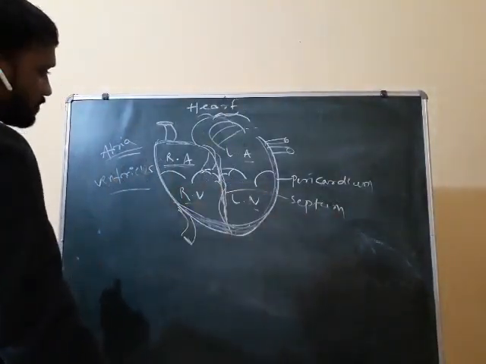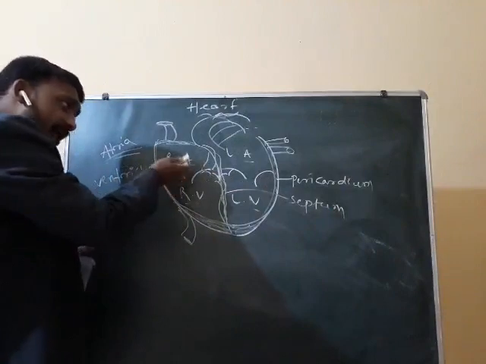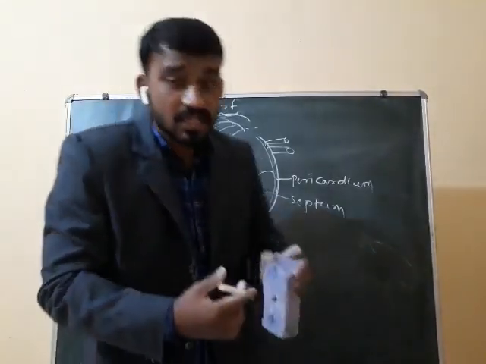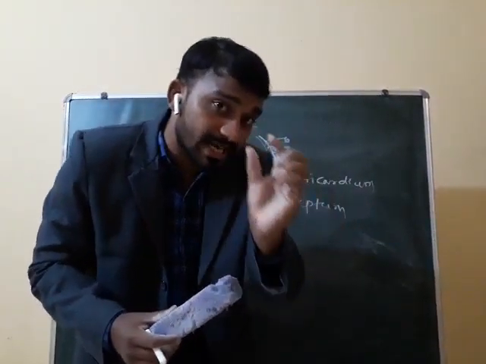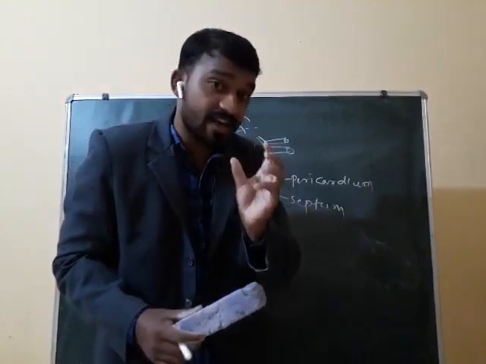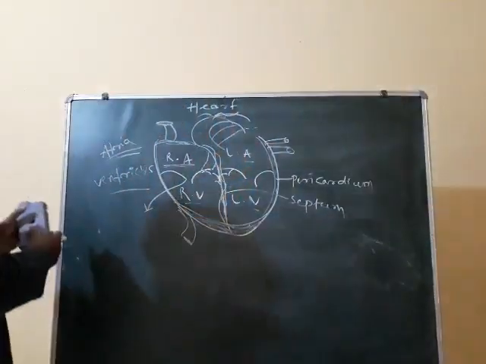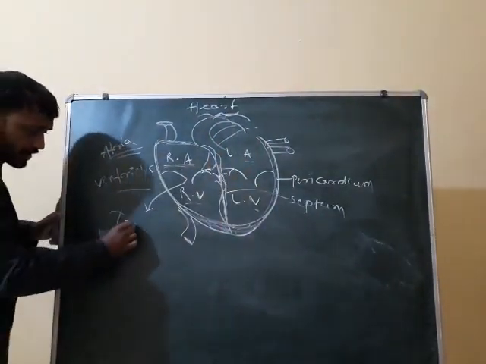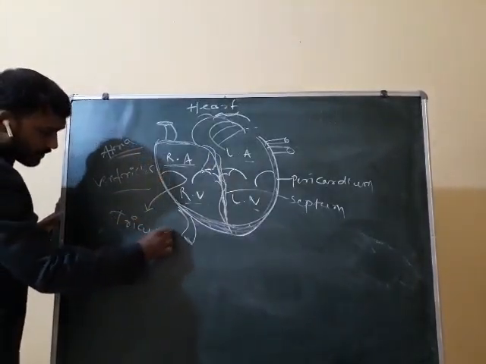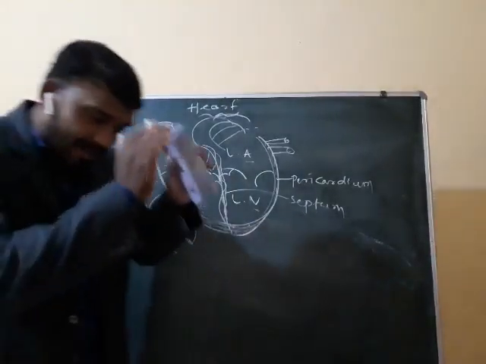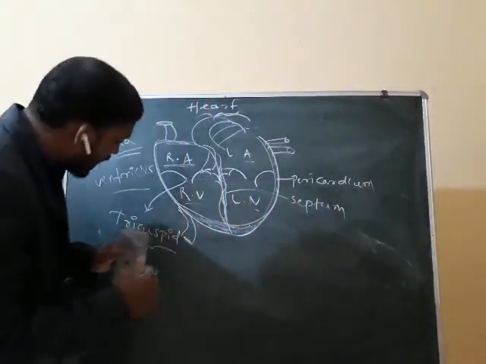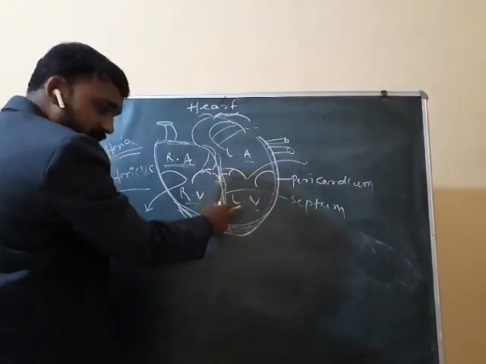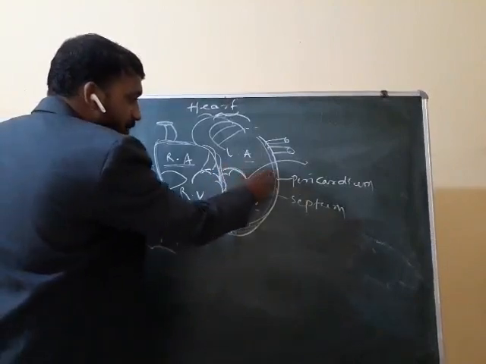Whereas in between right auricles and right ventricle, one valve-like structure is there. Why is the valve there? That valve only allows unidirectional motion of blood. Unidirectional, one way movement. Okay, means backflow of the blood is not possible. That is called tricuspid valve. Why is it called tricuspid? Because a triangular structure is there. That's why tricuspid valve.